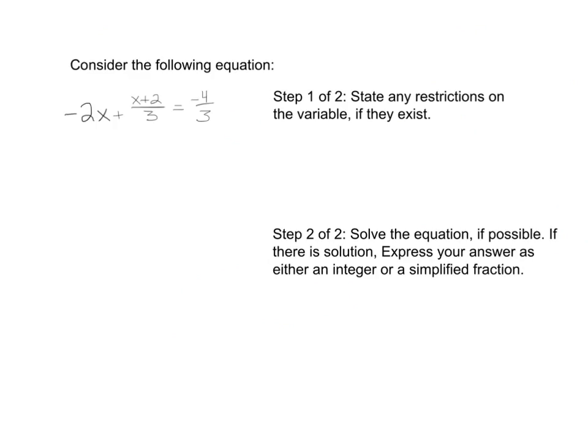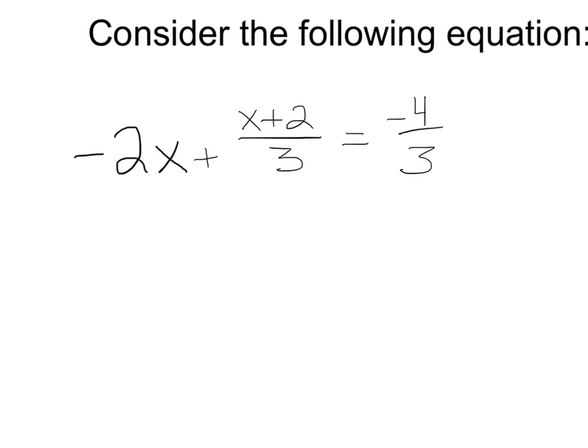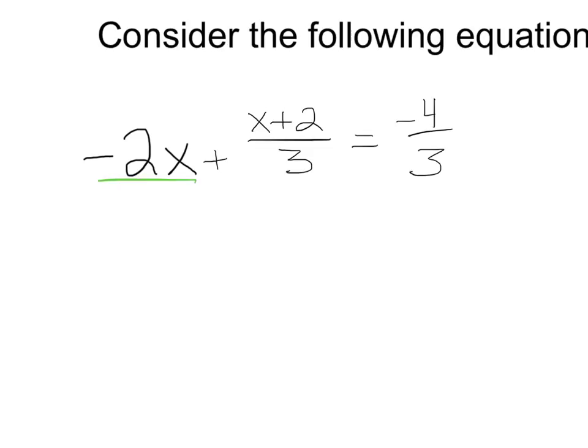Okay, next up, negative 2x plus (x plus 2) over 3 equals negative 4/3. State any restrictions on the variable if they exist. So we got a few different fractions, and let's zoom in here. The denominator of this first one is 1. So our denominators, if we look at all of them, we've got 1, we've got 3, and we've got 3. Those are all our denominators.